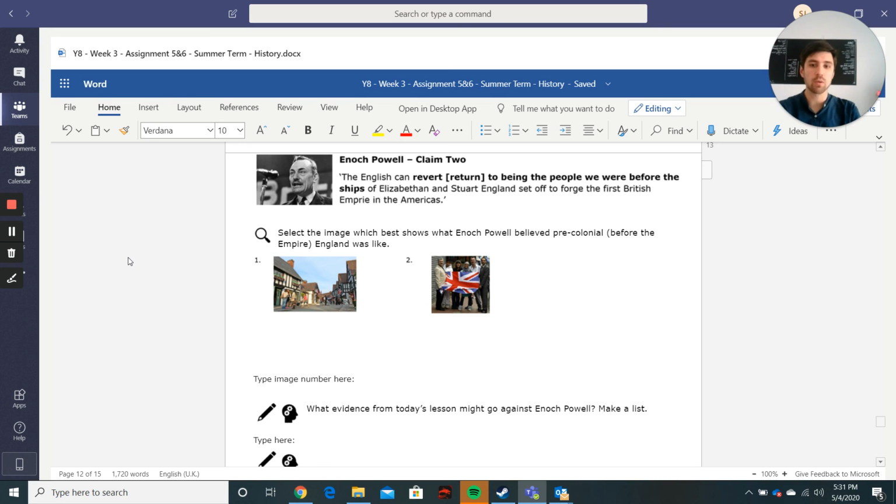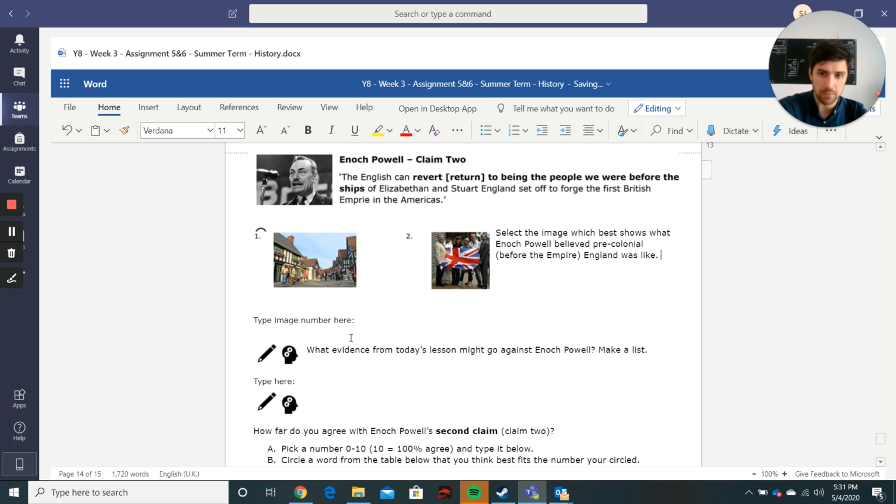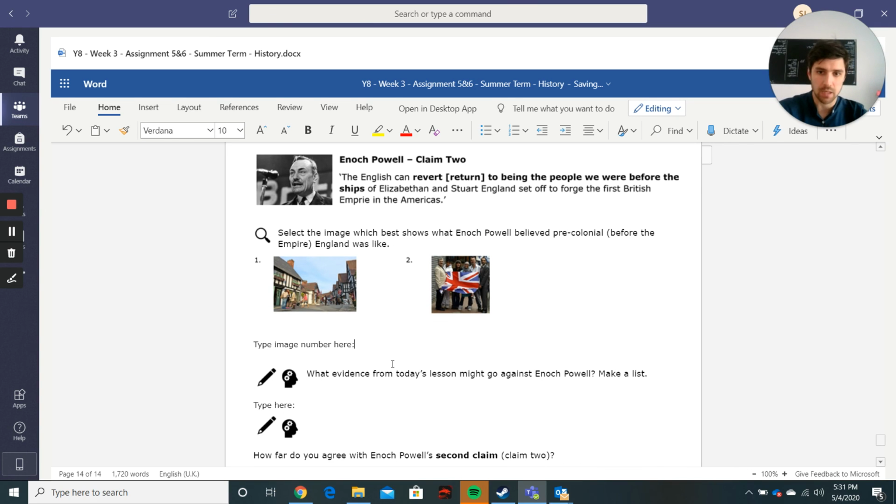Okay, so we're going to bring all of this together now. Here's Enoch Powell's second claim again. The English can return to being the people we were before the ships of Elizabethan and Stuart England set off to forge the first British Empire in the Americas. Again, select the image which best shows what Enoch Powell believed pre-colonial, before the empire, England was like. And you're just going to type that, where it says type number here. 30 seconds to do that. Pause the video if you need to.